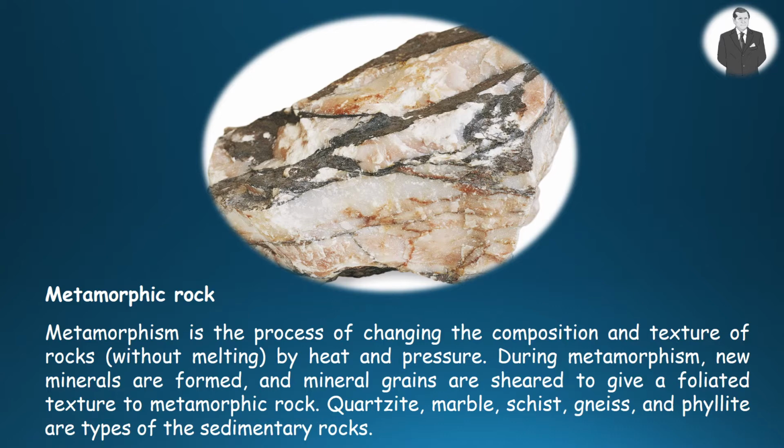Metamorphism is the process of changing the composition and the structure of rocks by means of heat and pressure. During this process, new minerals are generated, and mineral grains are sheared to give a foliated texture to metamorphic rock, as seen in the figure. Quartzite, marble, schist, gneiss, and phyllite are types of metamorphic rocks.